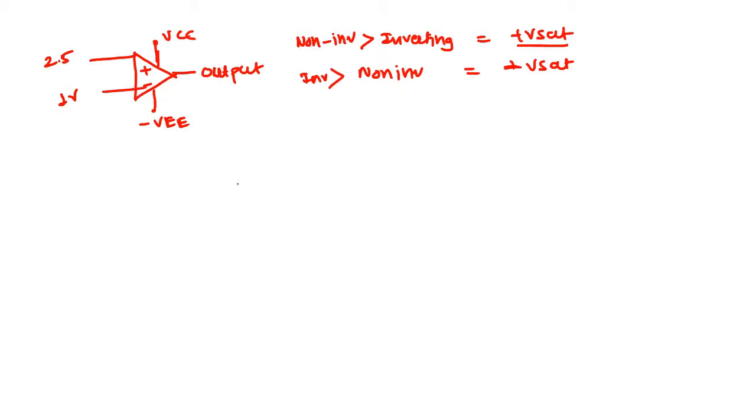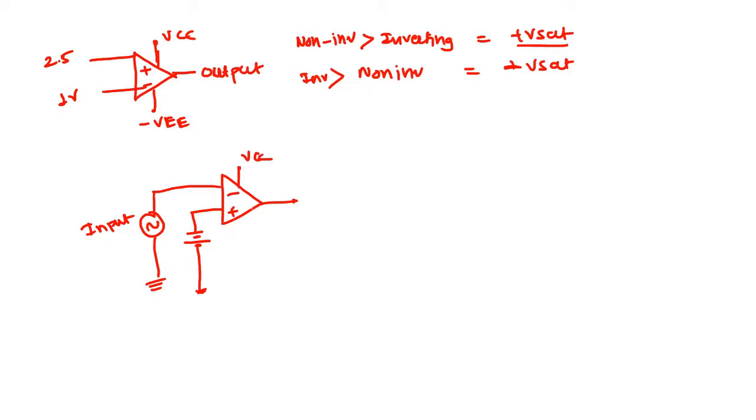So if I draw a diagram like this, and my input is a sine wave at the inverting terminal, I will call this the input, and the second voltage I will call the reference. And I'm taking the output at this terminal. If I draw the graph of this, then what will happen?